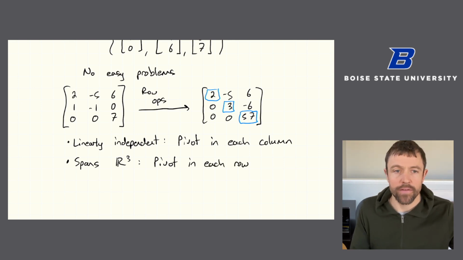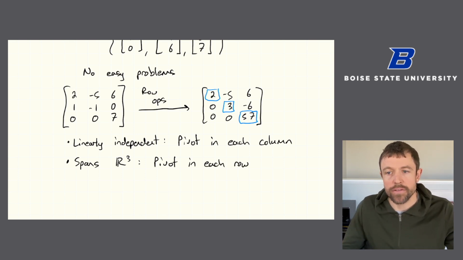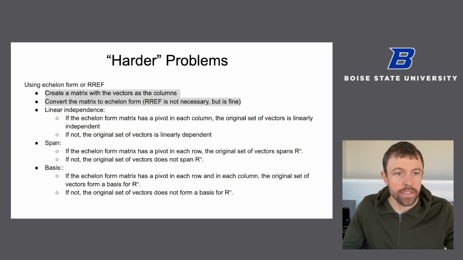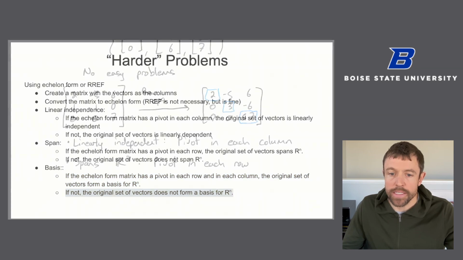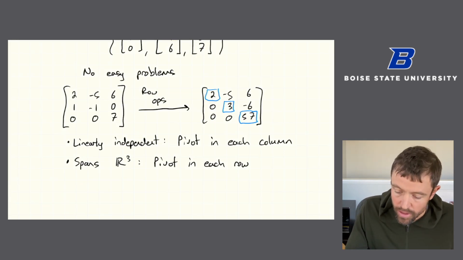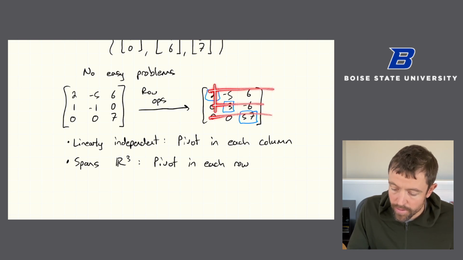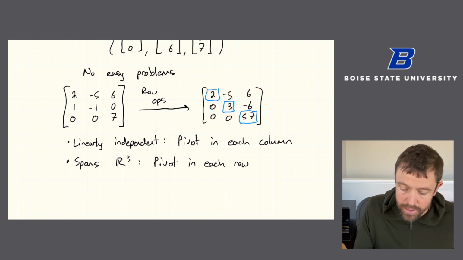How do we figure out if it's a basis? There's kind of 2 answers to that question. Let's go back to the document. In the document, it says, well, you need a pivot in each row and each column. And if that's not the case, then it's not a basis. So in this example, we do have a pivot in each row and each column, and so this is a basis.